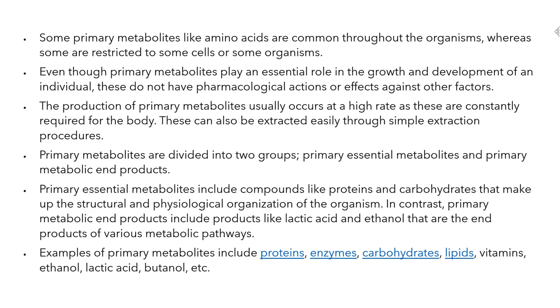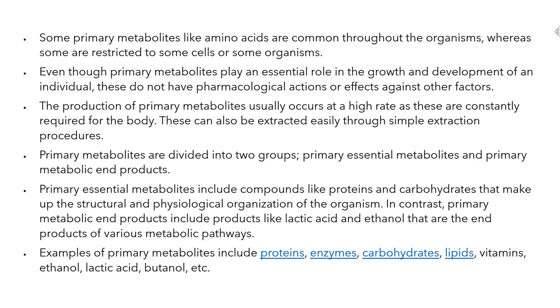And primary metabolites are divided into two groups: primary essential metabolites, which are used for the structure and physiological organization of the organism, and the second one is primary metabolic end products, which are used for the various metabolic pathways.